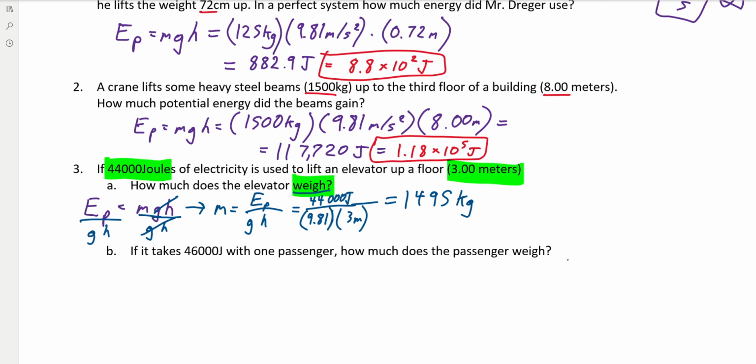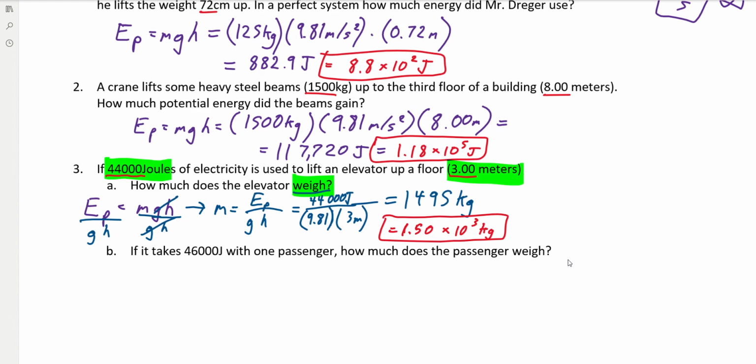Okay, so let's look at the sig digs now. We have 3, and we have, what is that, 5, so we need 3 sig digs. So 1.50, it'll round up, times 10 to the 3 kilograms, and that is our final answer.